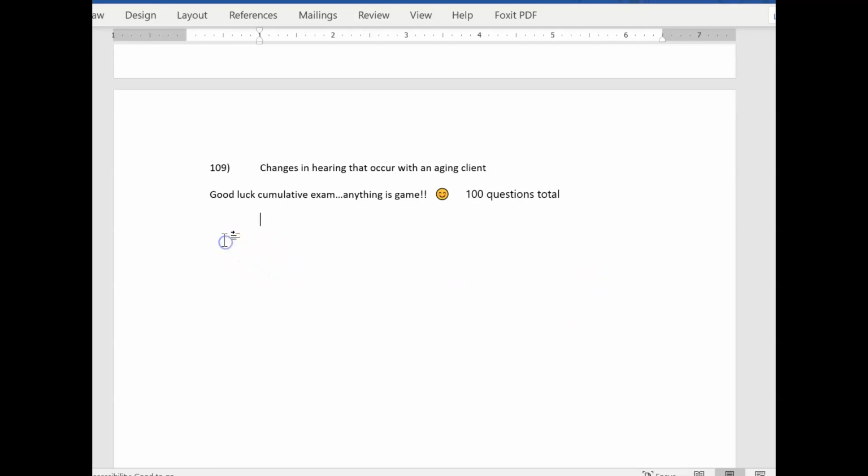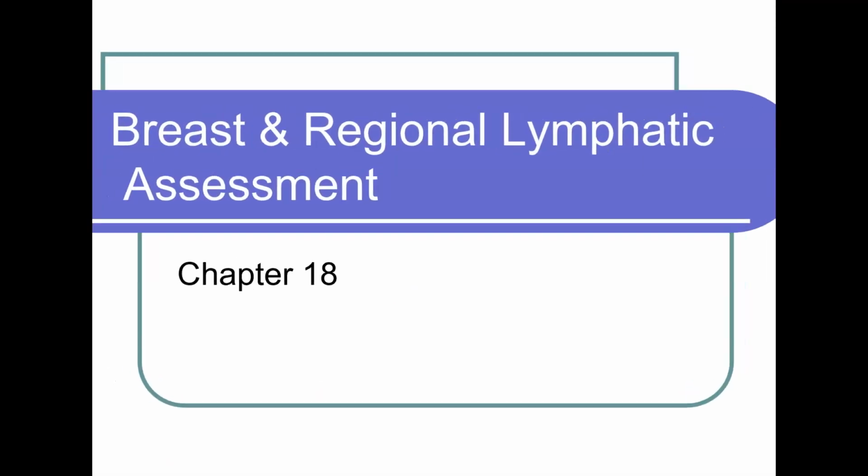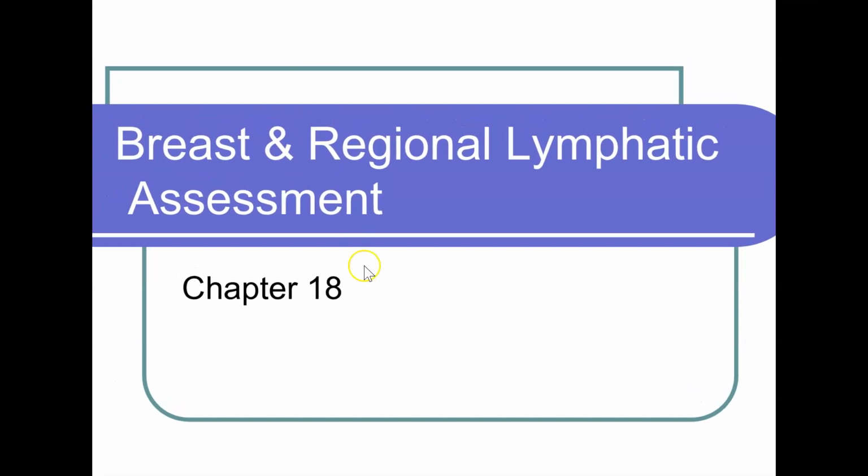Just look at it and good luck on your cumulative exam. Like I said, anything is game, and there's 100 questions total on that. Let's start off with the breast and regional lymphatic assessment, which for you guys is chapter 18.